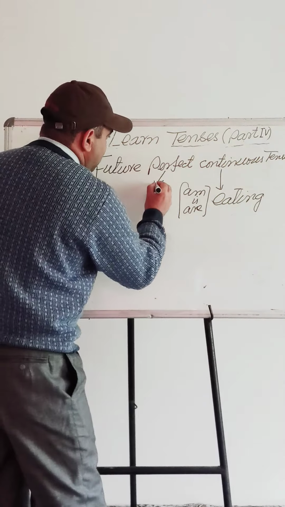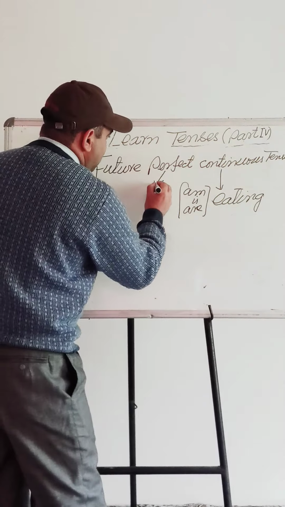Let us frame a sentence in this tense. They will have. Their basic form is be. They will have, after have we have to mandatorily use the past participle form of verb. So the past participle form of be is been. They will have been eating. Eating is the ing form, so it is continuous tense. Have represents the perfect part of tense, and will represents future, so it is future perfect continuous tense.